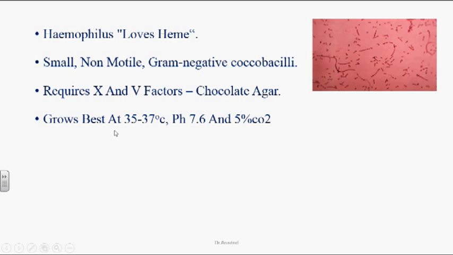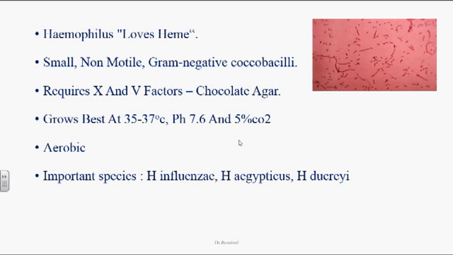And these organisms grow at 35 to 37 degrees centigrade with pH 7.6, and they require 5% carbon dioxide for their growth. And these organisms are aerobic in nature, and the important species in this genus are H. influenzae, H. aegyptius, and H. ducreyi, that is Haemophilus ducreyi.